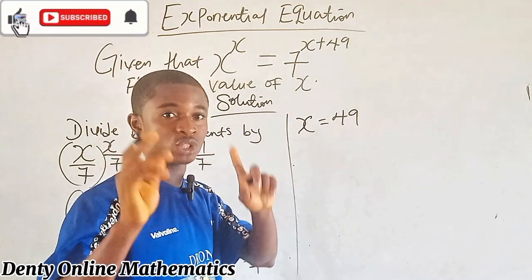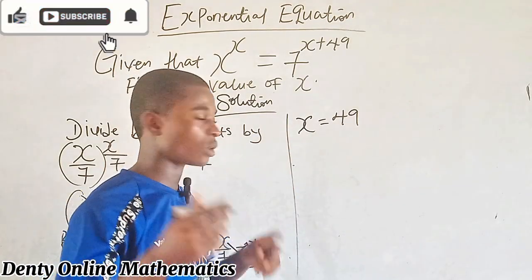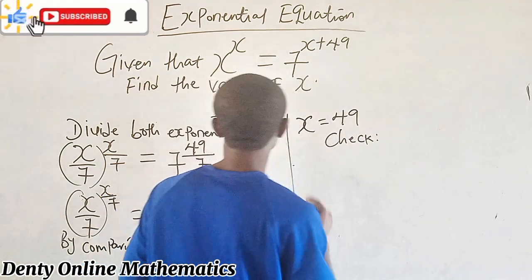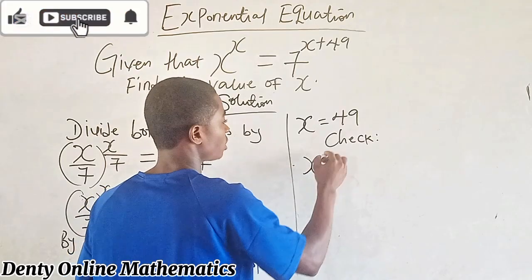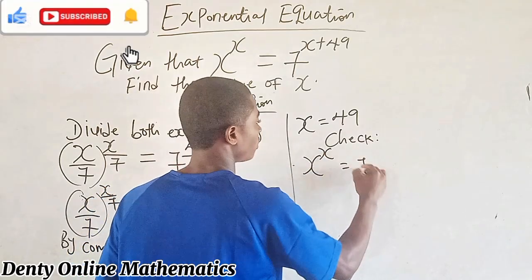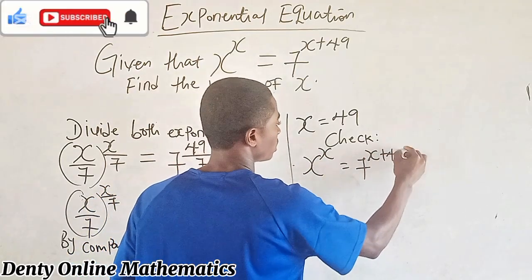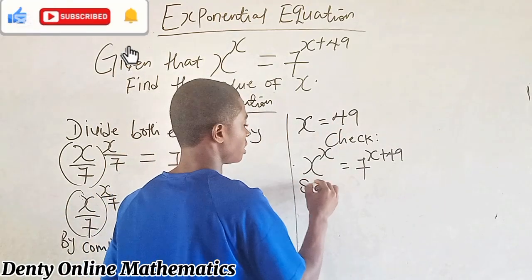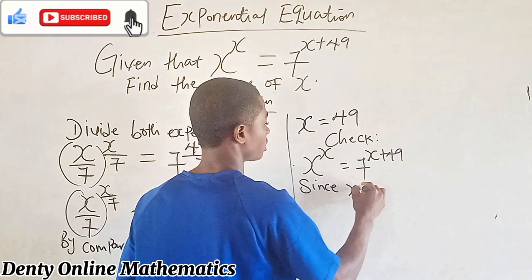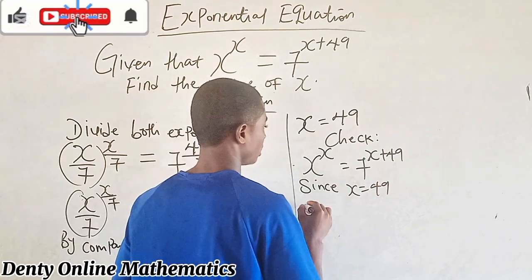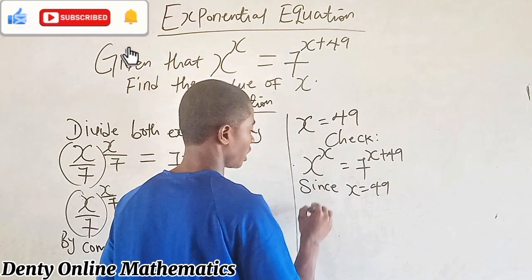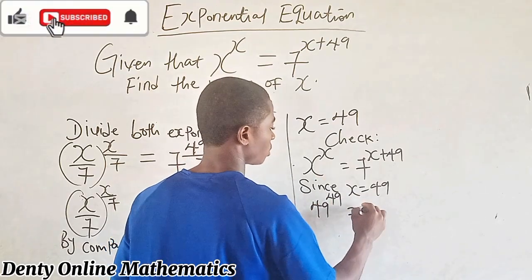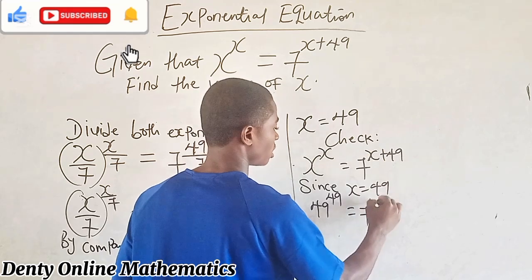49. But now we are going to check whether we are right or we are wrong. So I will put here as check. Now to check this, the original equation is x raised to the power of x equal to 7 raised to the power of x plus 49. We know that x is equal to 49. So since x equals 49, that will now be in place of x: 49 raised to the power of 49 equal to 7 raised to the power of x, which is what?